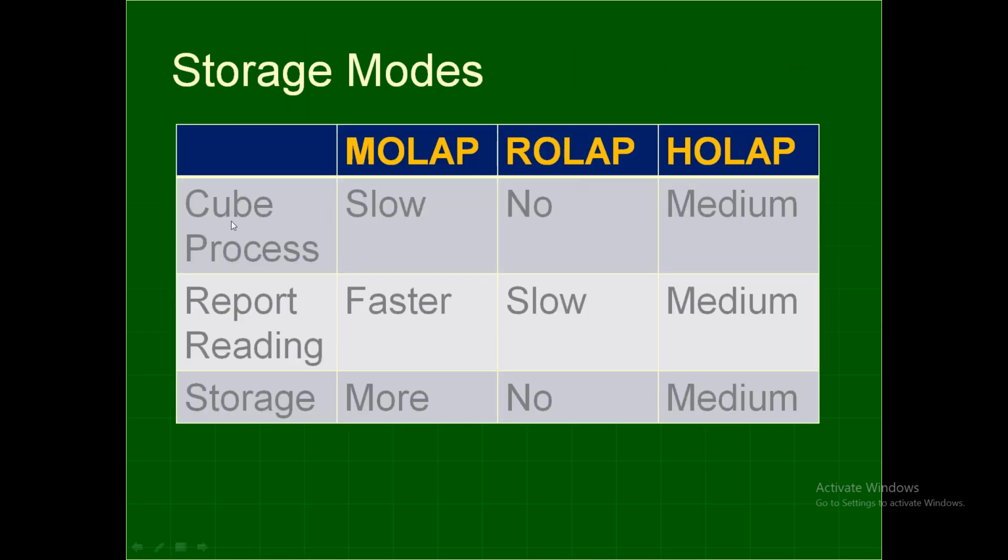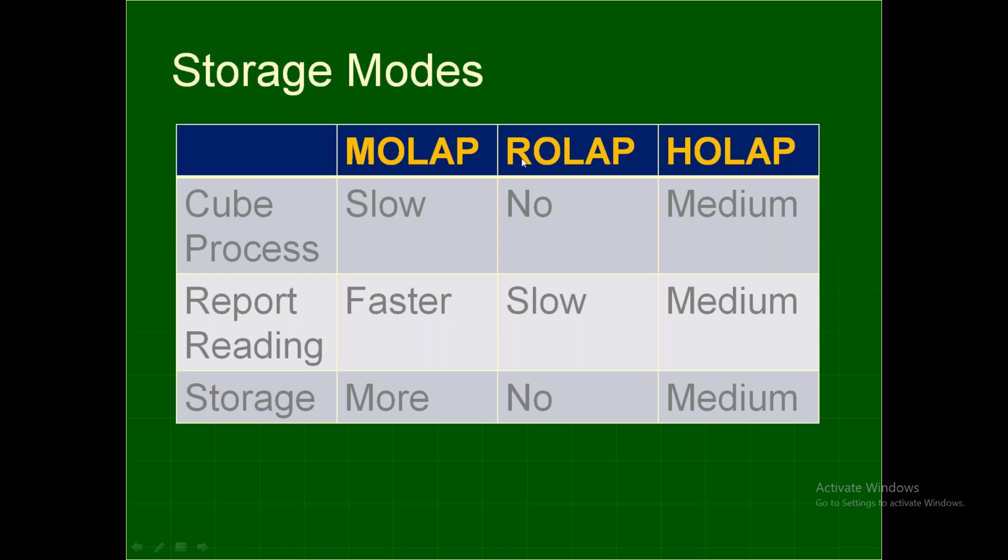Clear? No, we need not process. We need not cook any food before the guest comes. Report reading is very, very slow. There is no storage. If I'm not preparing any food, my dining area is completely empty. My kitchen is also completely empty because I did not prepare any food. Clear? That is what is called ROLAP.